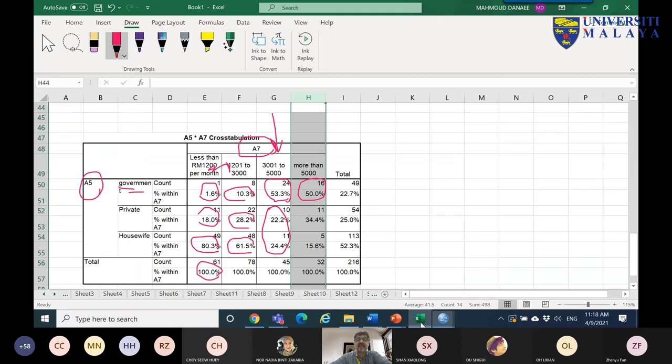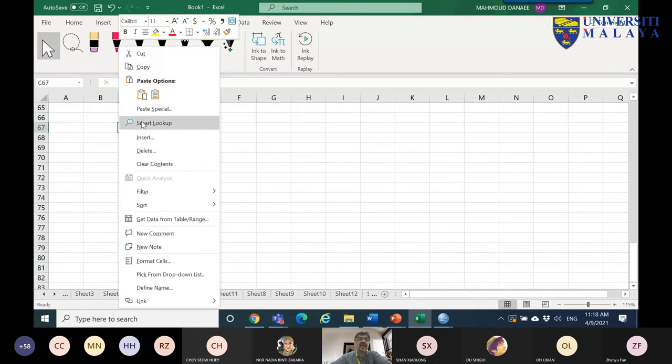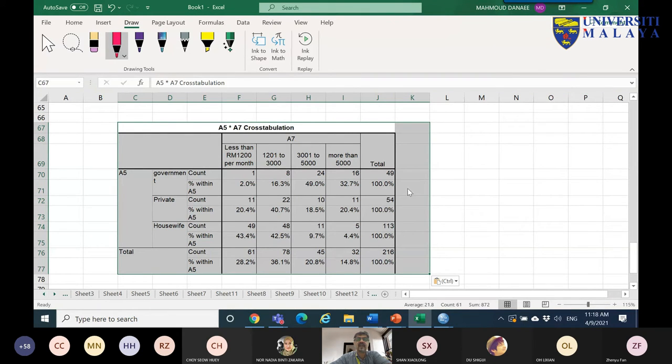If I copy this table again, I go down here, and then this time I copy this table. Now look at here, from 100% of people from government, the majority of them receive a salary more than 3,000. But for people from private, the majority of them receive a salary between 1,200 to 3,000. And the majority of housewives have a salary less than, for example, 3,000. So is there any different pattern? Yes. But is it significant or not? Then we need to do a test. Significance, we do it to be able to generalize our findings.